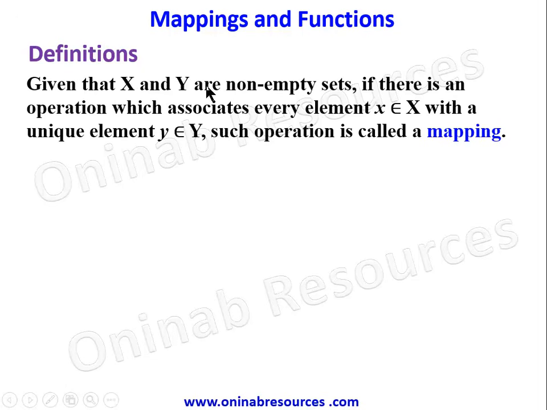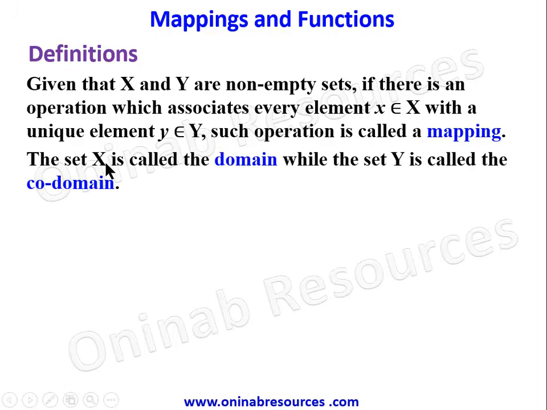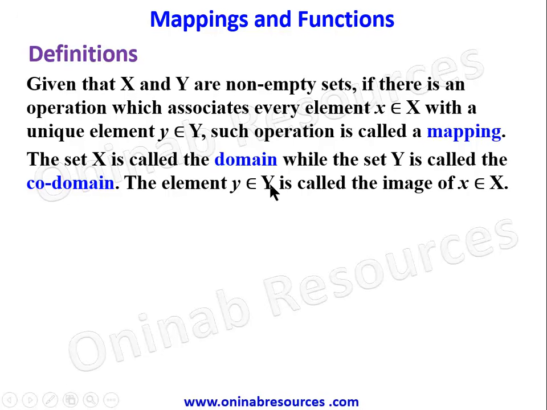Given that x and y are non-empty sets, if there is an operation which associates every element x in X with a unique element y in Y, such operation is called a mapping. The set X is called the domain, while the set Y is called the codomain. The element y in Y is called the image of x in X.